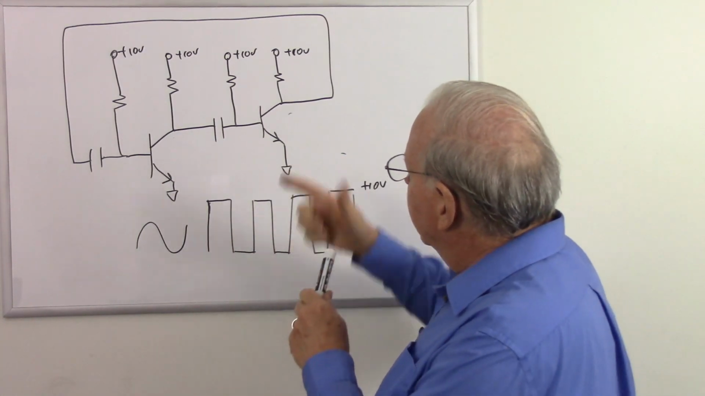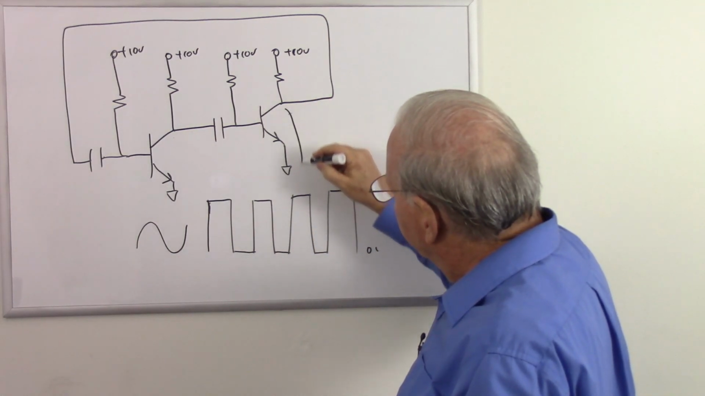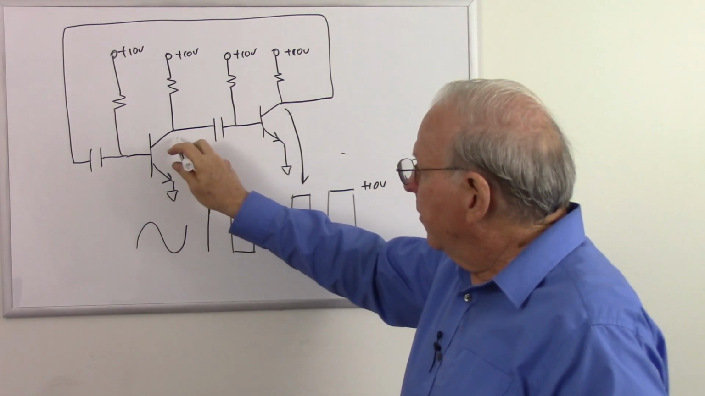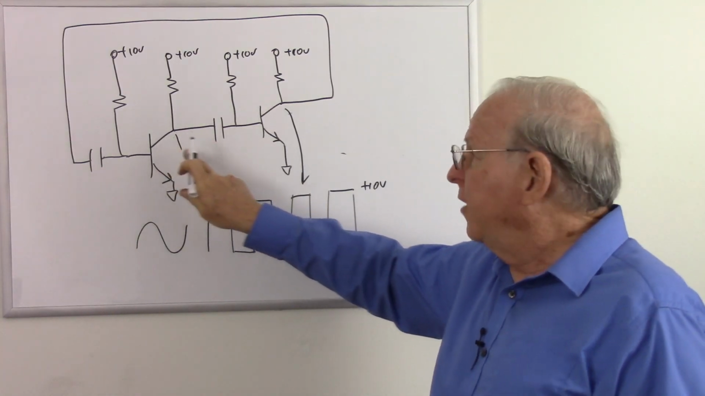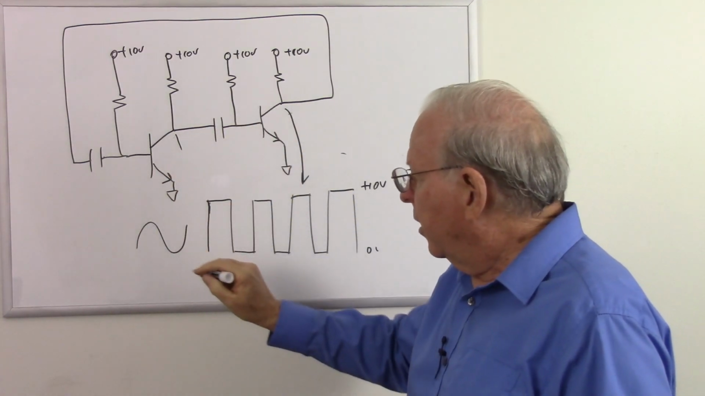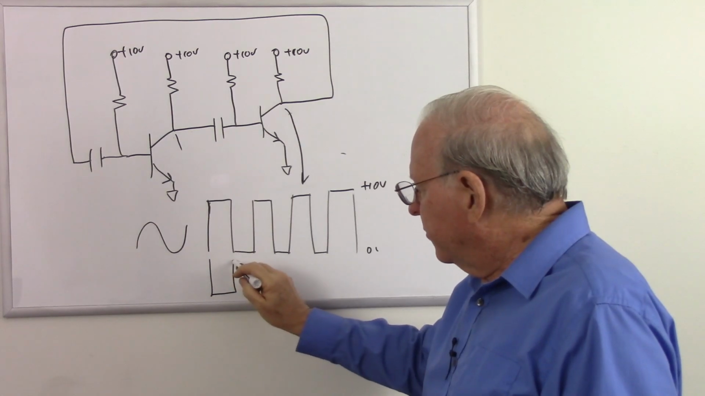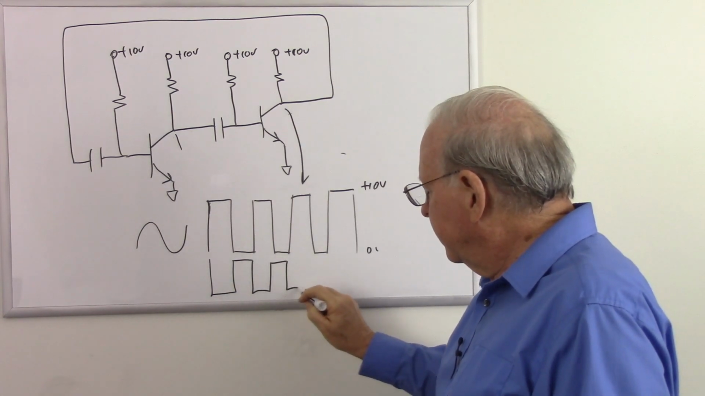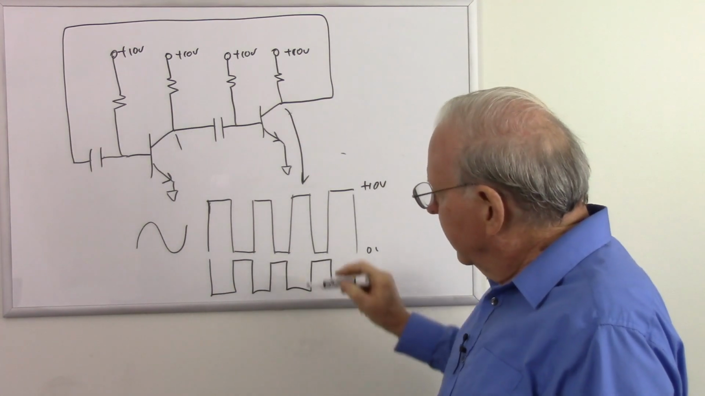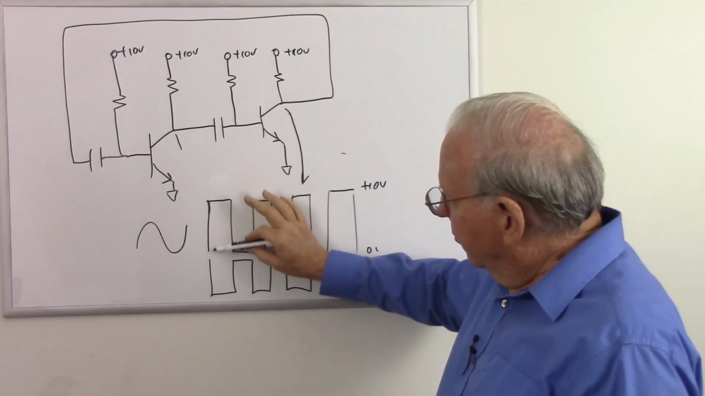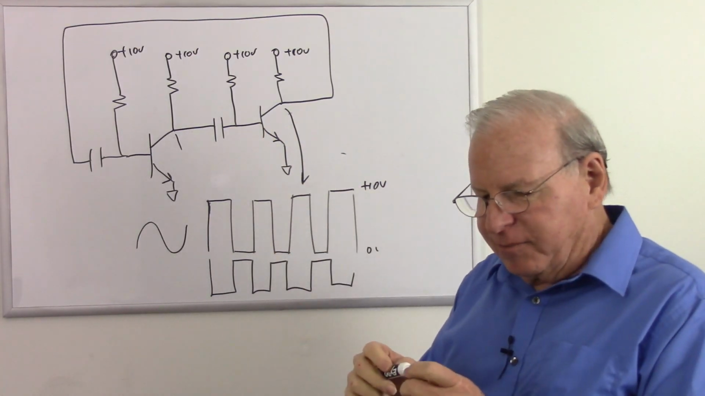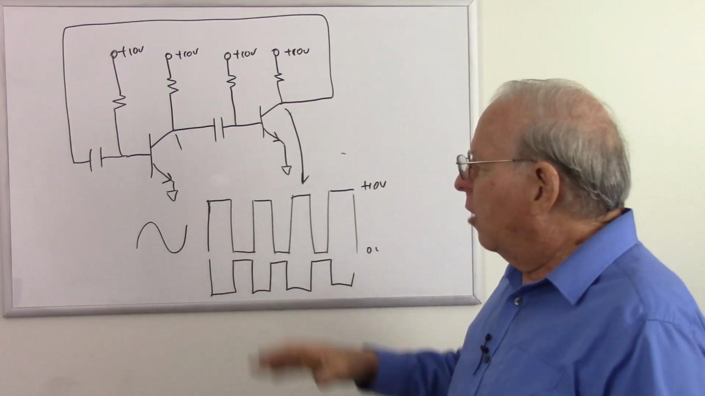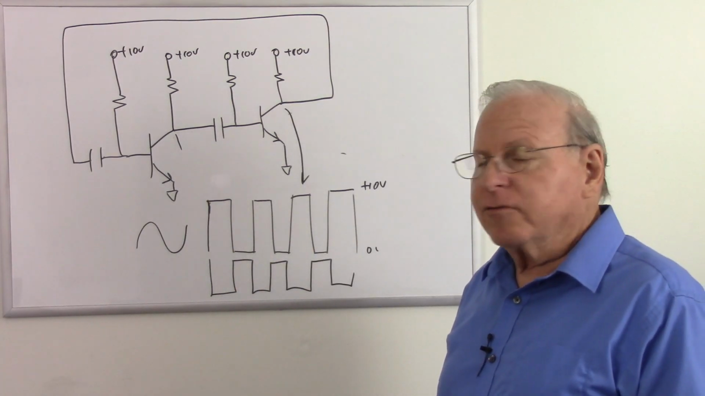So if we look at the collector of this transistor, we're going to get that square wave. But what are we going to see if we look at the collector of this transistor? Well, when this transistor's on, this one's off. When this one's off, this one's on. So they're going to be exactly the opposite. So one transistor's on, the other one's off at the same times, and we get these two complementary outputs from the two collectors of these transistors.